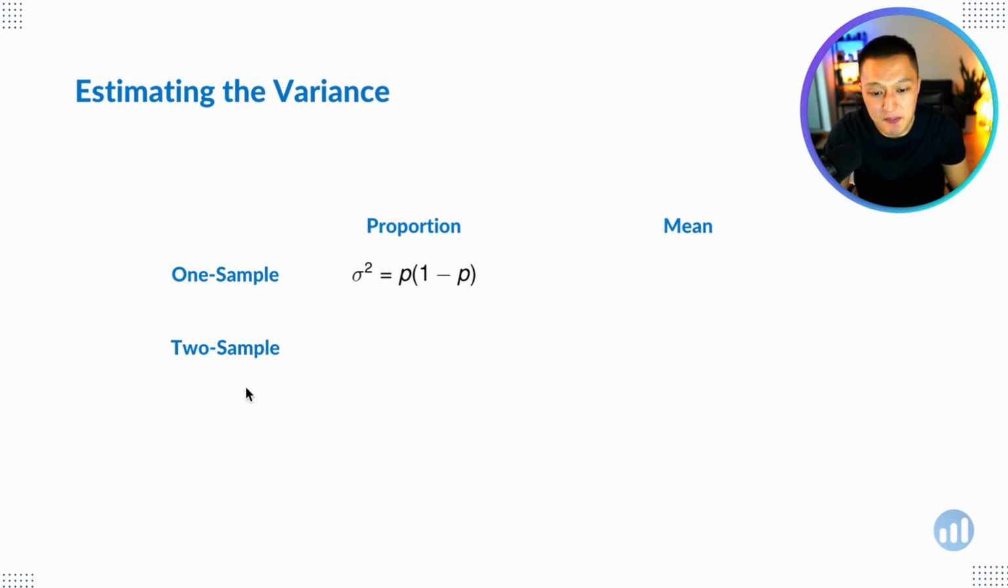What about the two sample case? So the two sample case is going to be the following. It's going to be the pooled variance, which is equal to P2 times 1 minus P2 plus P1 times 1 minus P1. The subscript in this case represents the group, 1 representing group 1 and 2 representing group 2. And pooled variance means that you're summing the variances of the two groups.